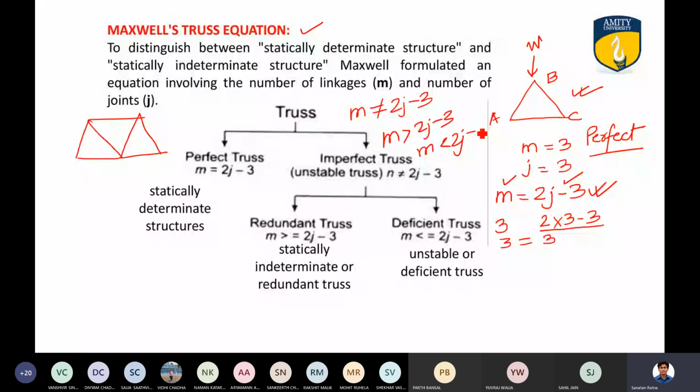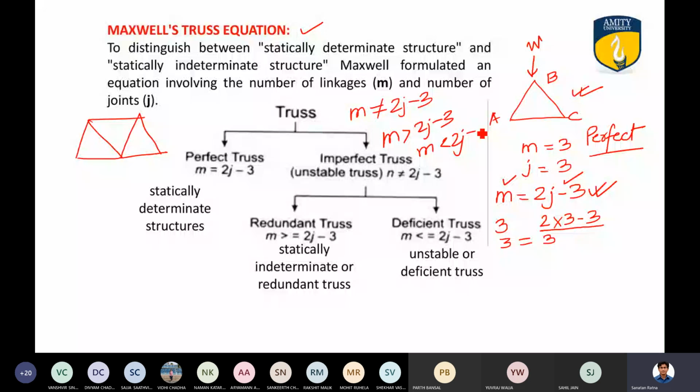If it is greater than 2J minus 3, we call it redundant truss. And if it is less than 2J minus 3, we call it deficient truss. Is it okay now?